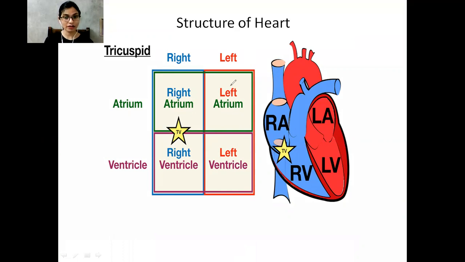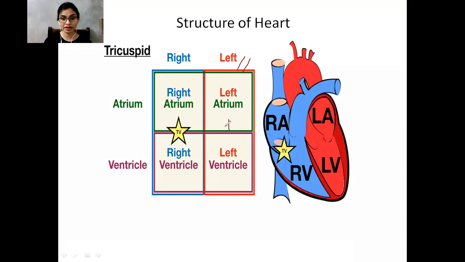The left side contains oxygenated blood, or supplies oxygenated blood, like blood rich in oxygen. And the right side contains deoxygenated blood, or the blood which is rich in carbon dioxide. Now let's see how the heart functions. Over here, the oxygenated blood, which means blood rich in oxygen, comes to the left atrium.